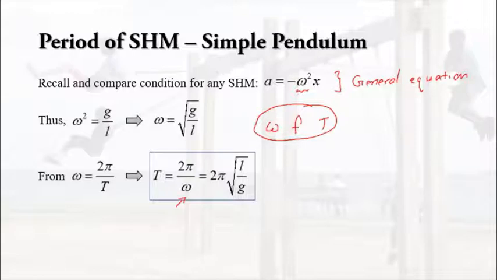So this is the equation for a simple pendulum. You can only use it for a simple pendulum. Remember, you cannot use this equation for a spring. You can use it for a simple pendulum only.